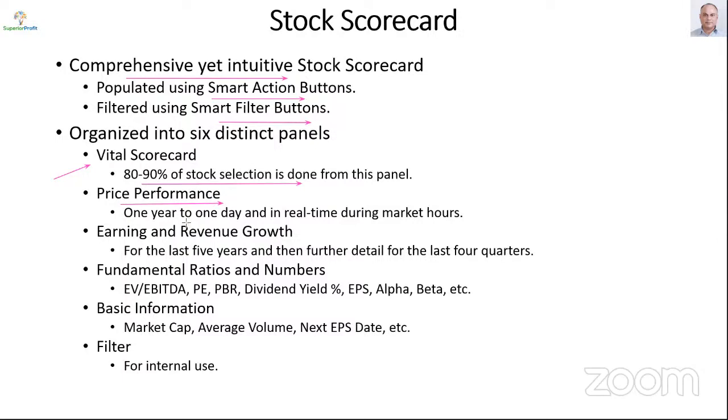Price performance panel shows 1 year to 1 day and then real-time performance during market hours. Growth panel shows earnings and revenue growth for last 5 years and then last 4 quarters, very detailed. Fundamental ratios and numbers, all the important numbers, ratios are in this fundamental panel. Basic information panel has basic information about the stock like market cap, average volume, next EPS date, etc. Filter panel is used by the smart filters, is for internal use.